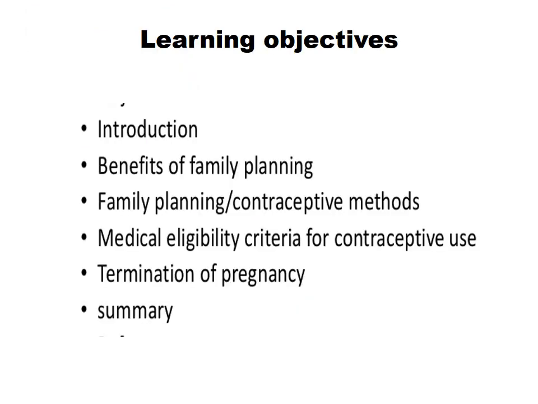So to start with, the learning objectives are, one is introduction: why we need to have family planning, why we need to have contraception, what are the benefits of family planning, what are the methods of family planning. Then there are certain eligibility criteria for contraceptive use, termination of pregnancy, and we can summarize the whole thing.